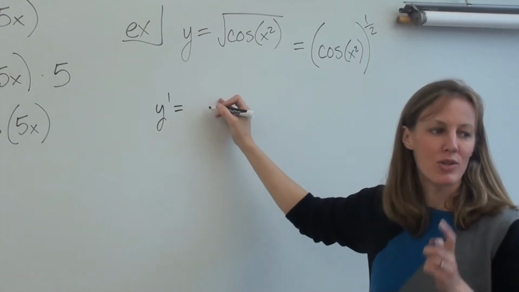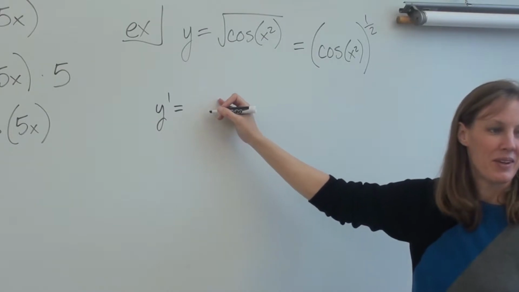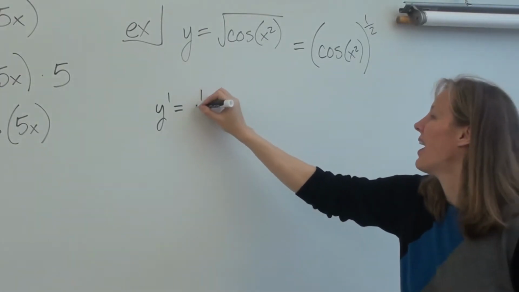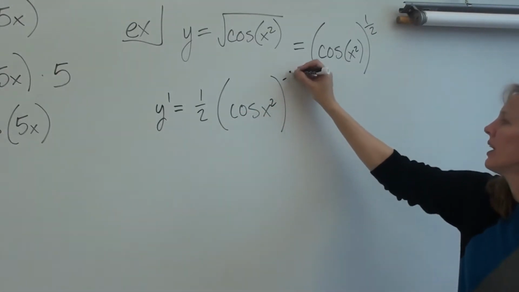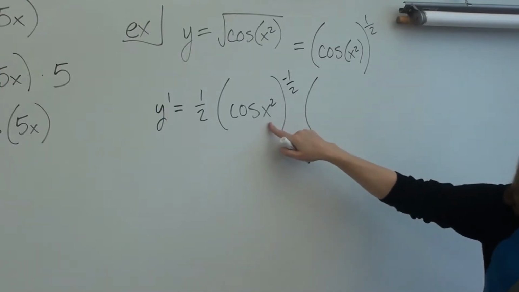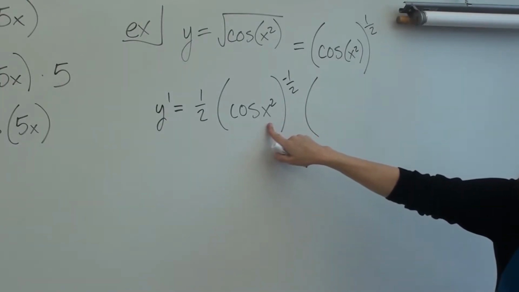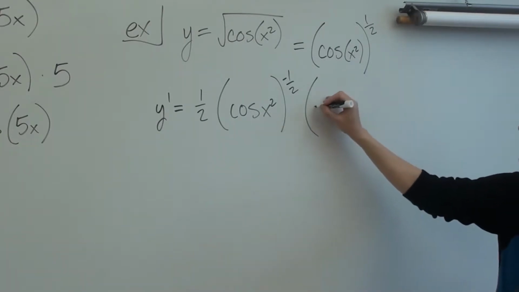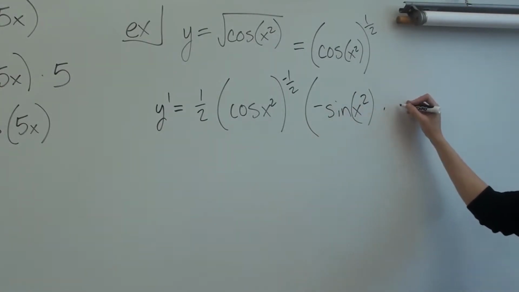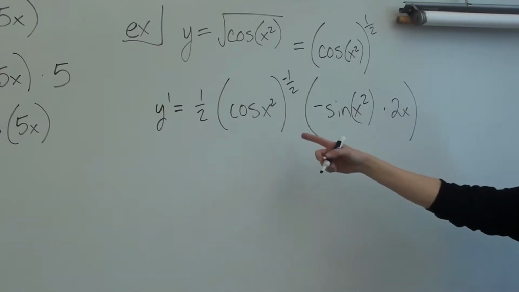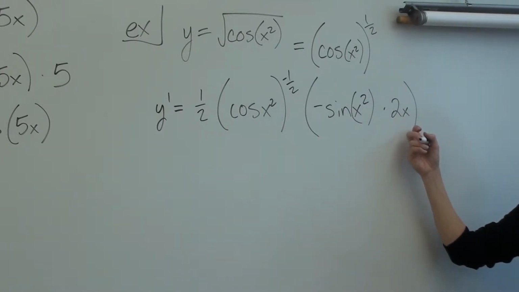So, add the flavor, like add derivative flavor. Write down please: 1/2 times the cosine of x squared to the -1/2. Now we have to multiply by the derivative of cosine x squared. Well, the derivative of cosine x squared is negative sine of x squared, I'm going to put them in parentheses, times 2x. Talk to me if you didn't get any of these parts.